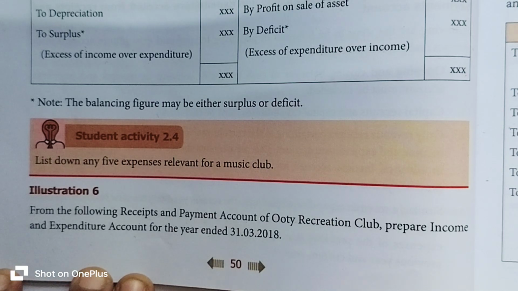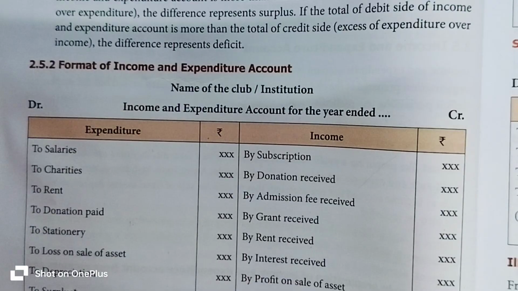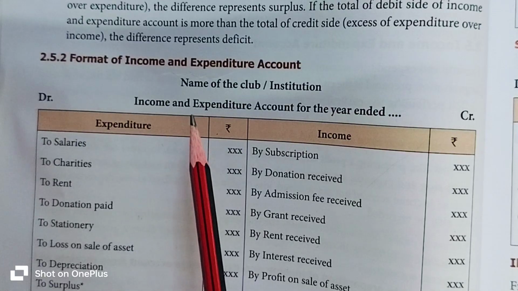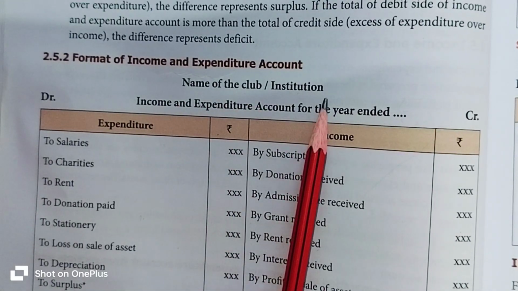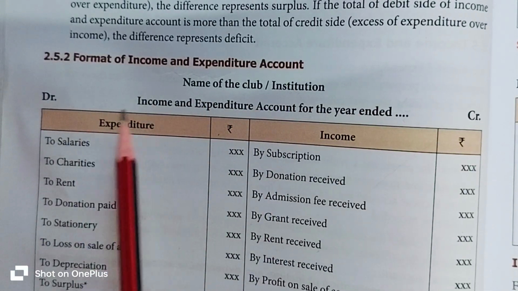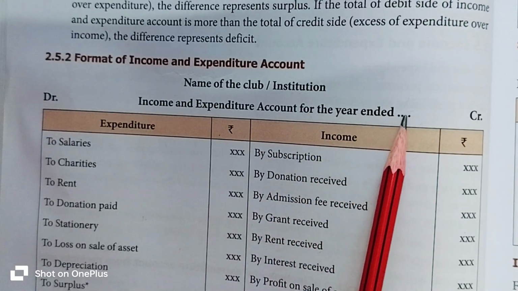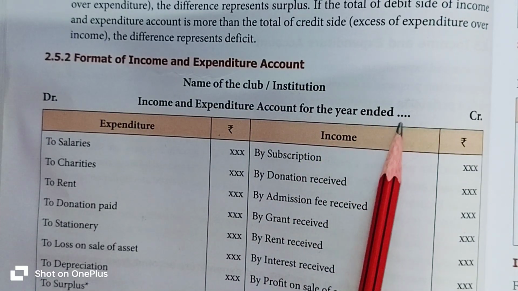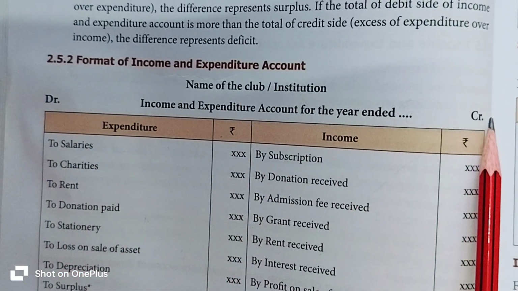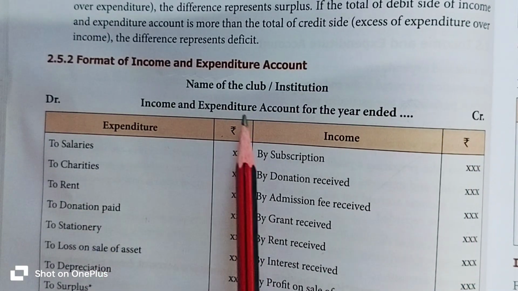For that, first we have to know the format of the income and expenditure account. This is the format. First we have to write the heading, that is the name of the club or institution given in the question. Then write income and expenditure account for the year ended, with the period given in the question. On the left hand side, debit and expenditure, rupees, and on the right hand side, credit, income and rupees. This is the simple format to prepare the income and expenditure account.